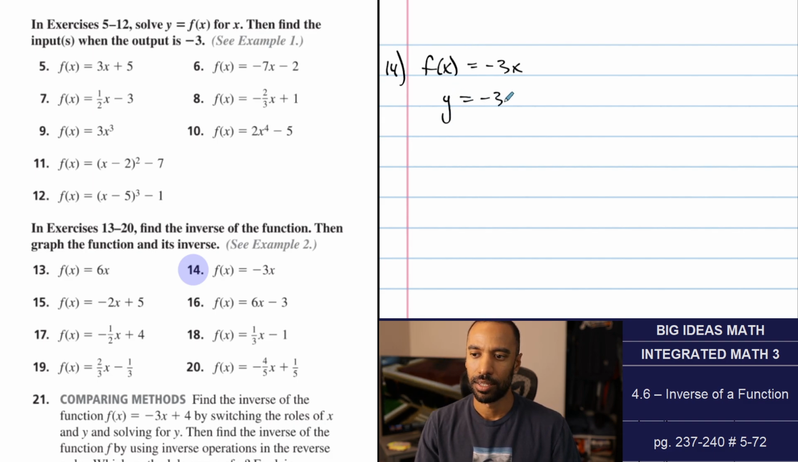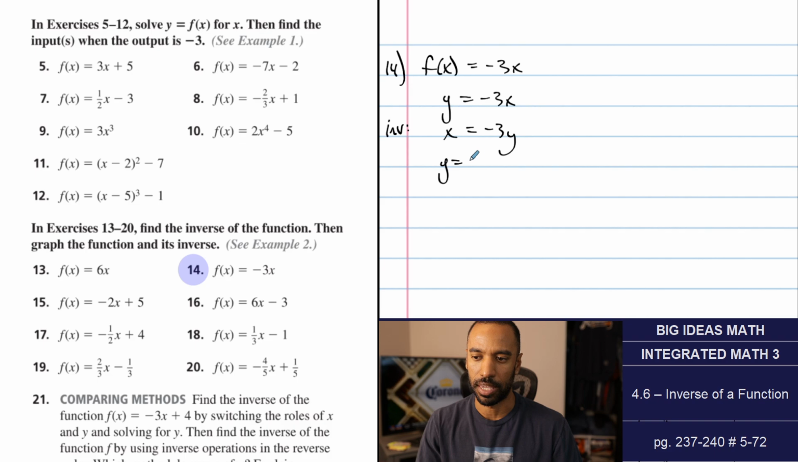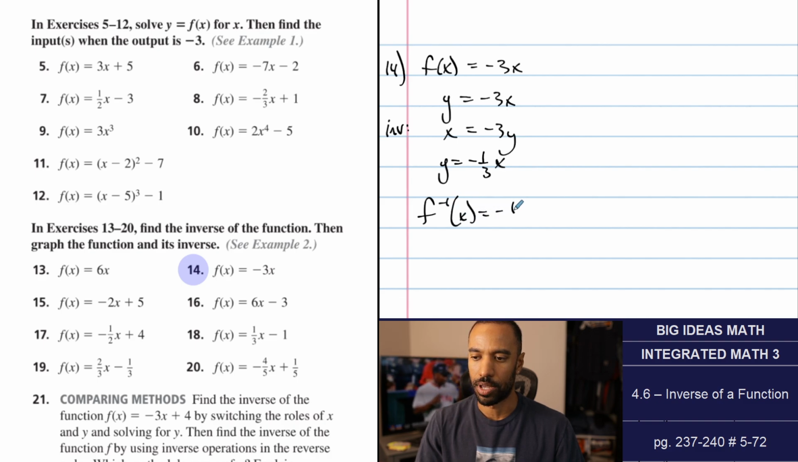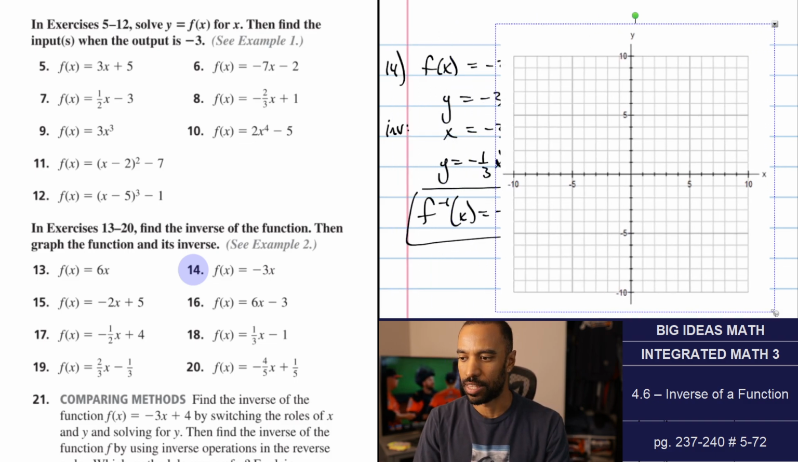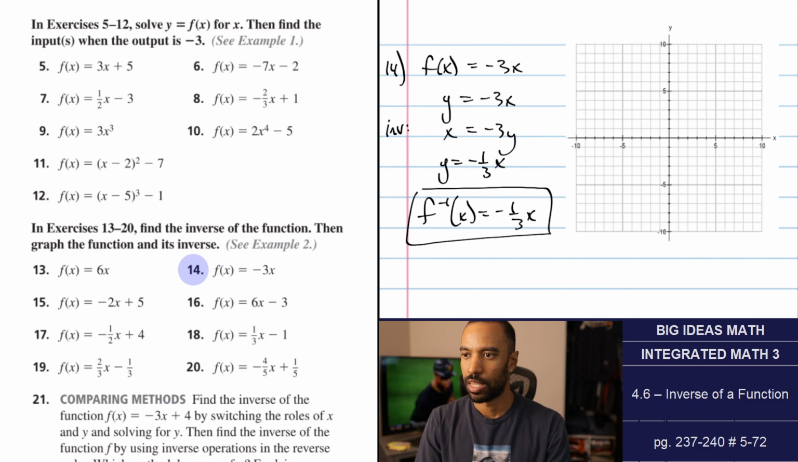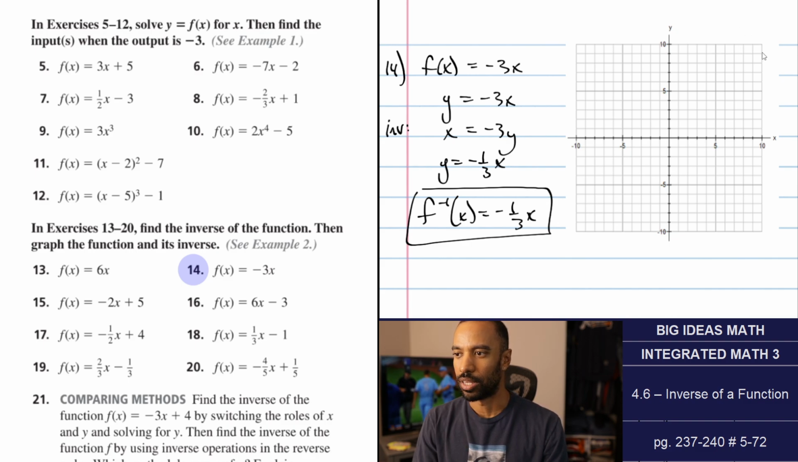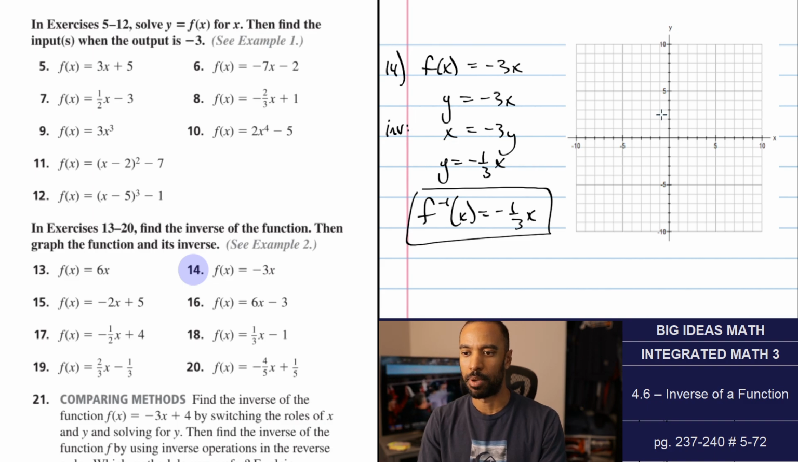Turn f of x into y, and then let's take the inverse. The inverse step is swapping x and y, and now we solve for y all over again to make it graphable for ourselves. y equals negative 1/3 x. So I'll write it as the inverse equation: y equals negative 1/3 x is the inverse of f. Okay, when it comes to graphing these, again, we'll do blue and green. I might turn them into black and white thereafter, just to really hit home that they are inverses.